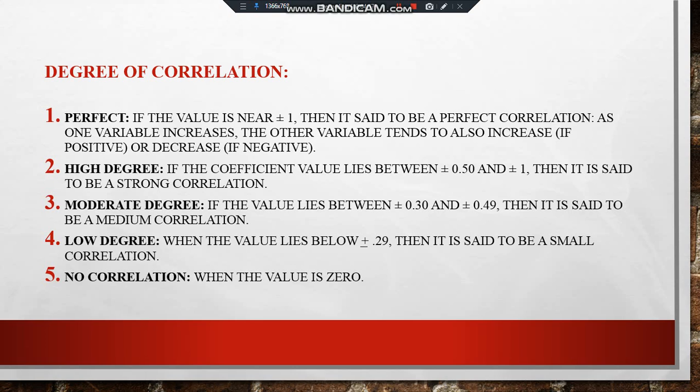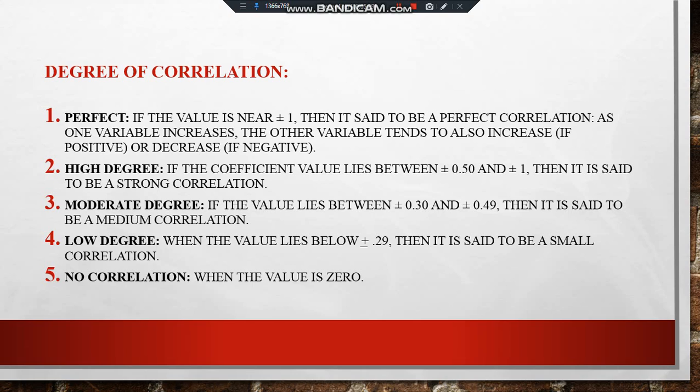Number one, perfect. If the value is near +1, or near to 1, then it's said to be perfect correlation. That simply means as one variable increases, the other variable tends to also increase. So as GDP increases by +1, that simply means government expenditure will also increase by +1. That is what we mean by perfect correlation.